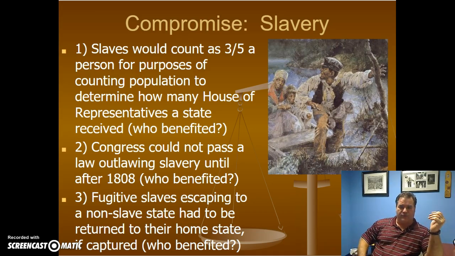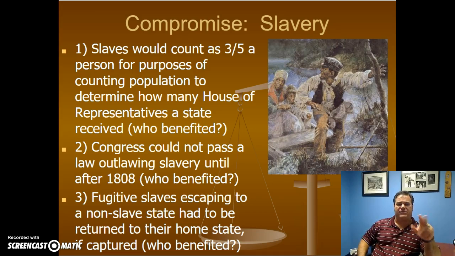First, you guys are familiar with the 3/5 compromise. Each slave would count as 3/5 a person for purposes of determining population in the House of Representatives. Okay, now who benefited from that? Which side? Write about that answer that in the question that's in the Google Doc for you. Who benefited from that? Okay.